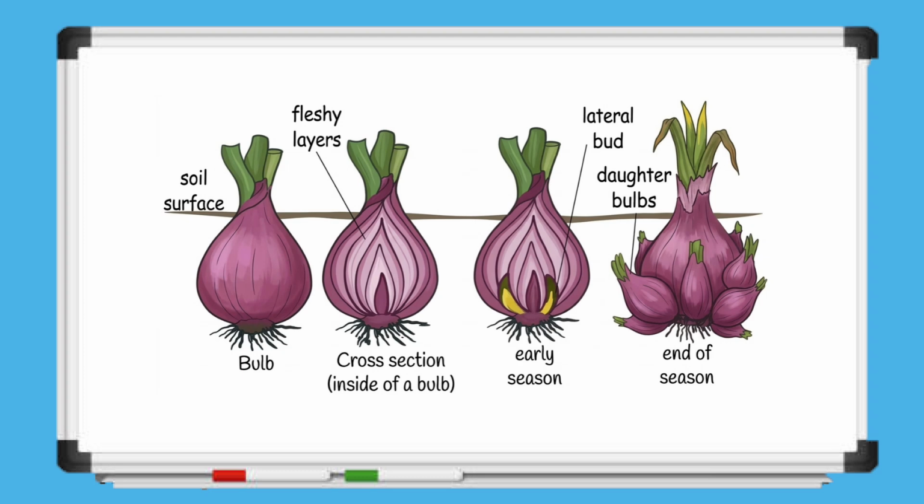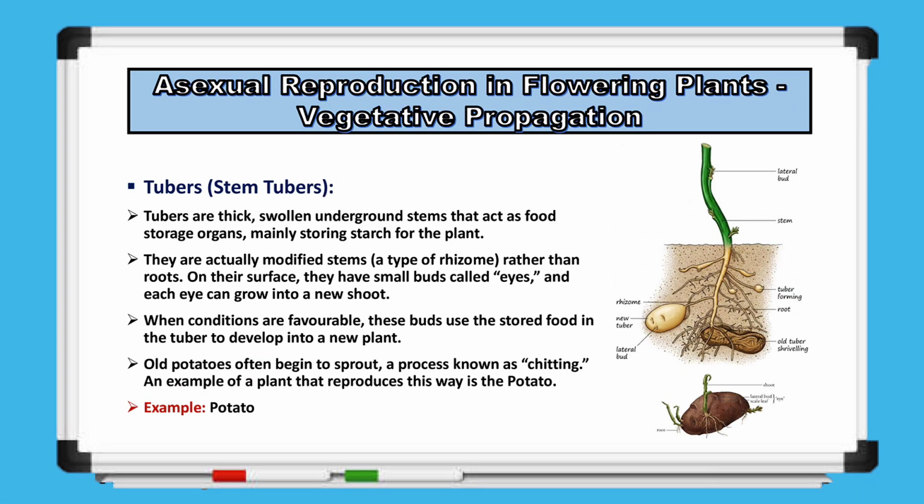Lateral buds in the bulb develop into new genetically identical plants, while the terminal bud can grow into a new shoot and stem. These stored food reserves support the growth and development of new plants and help them survive during dormant periods. Another example of vegetative propagation in flowering plants is through tubers, also called stem tubers.